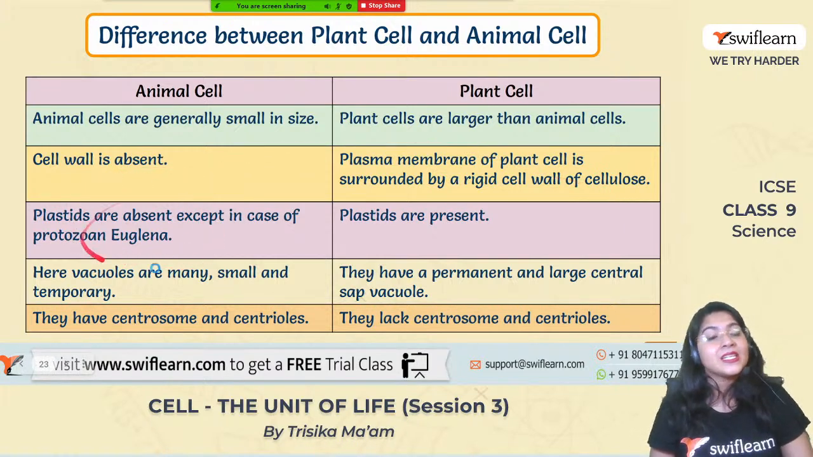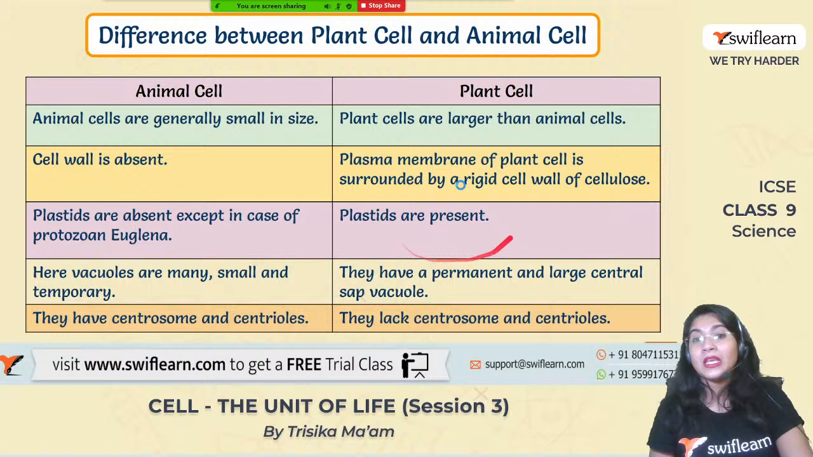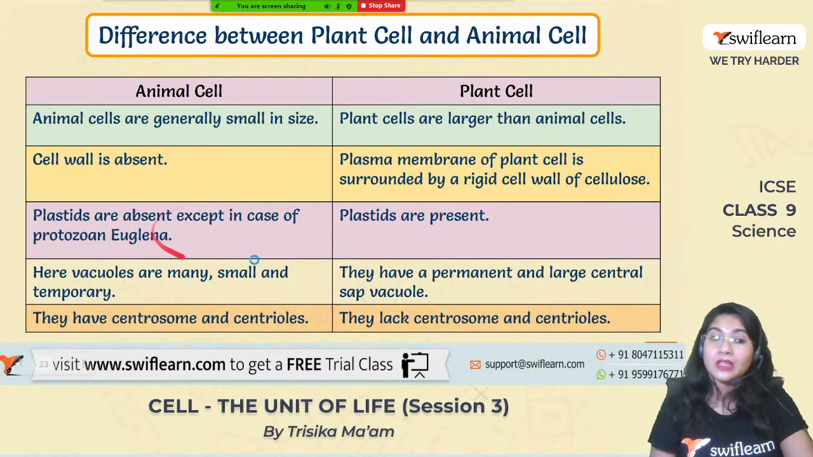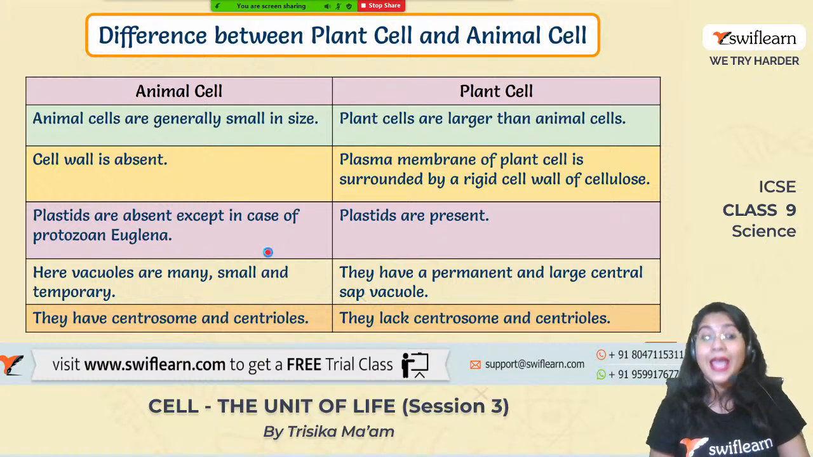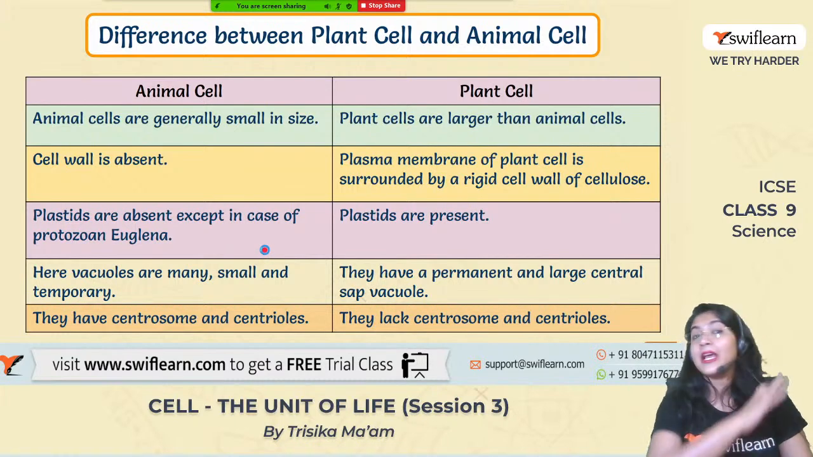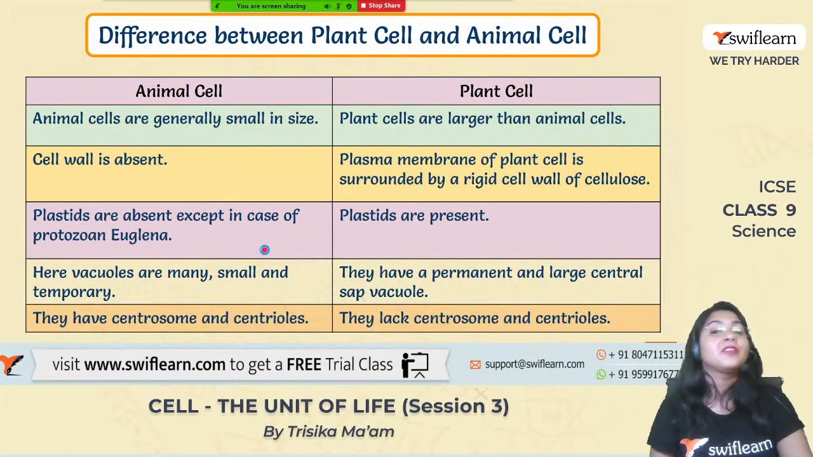Now, plastids are present mainly in the plant cell, but it is absent in the animal cell. Only one exception is there, that is euglena. You already know that euglena is a unicellular animal, right? Which is having their plastid, but other than euglena, not a single animal cell has its own plastids, right?